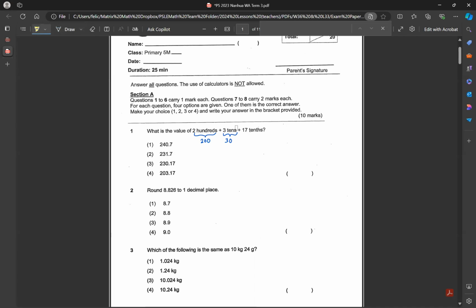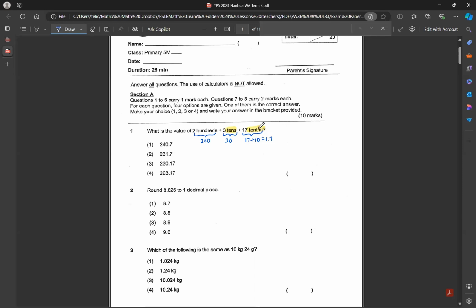Notice the difference between the spelling here, tens and tenths. Normally how we understand this is tens means times 10, groups of 10. Tenths will be the opposite. With a THS, the spelling is different. This will be division of 10. So basically it's 17 divided by 10. 17 divided by 10 will actually be 1.7.